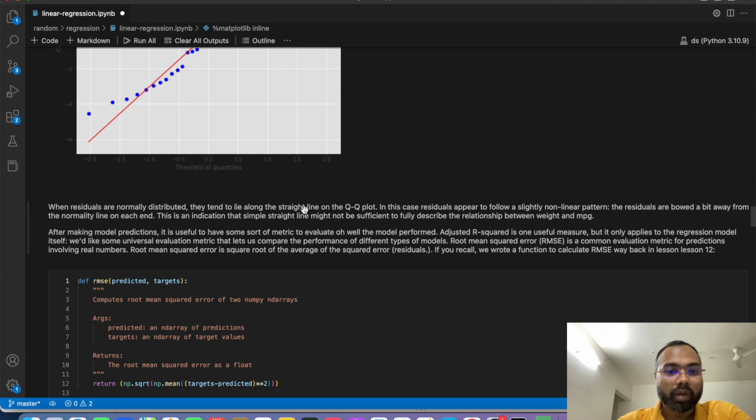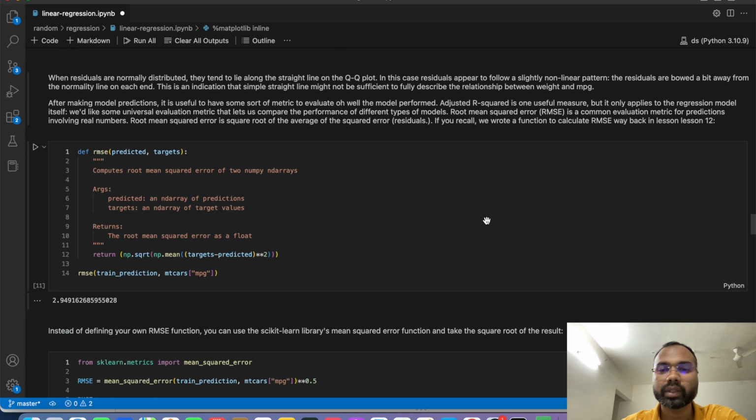When residuals are normally distributed, they tend to lie along the straight line on the QQ plot. In this case, residuals appear to follow a slightly non-linear pattern. The residuals are bowed a bit away from the normality line on each end. This is an indication that a simple straight line might not be sufficient to fully describe the relationship between weight and MPG.